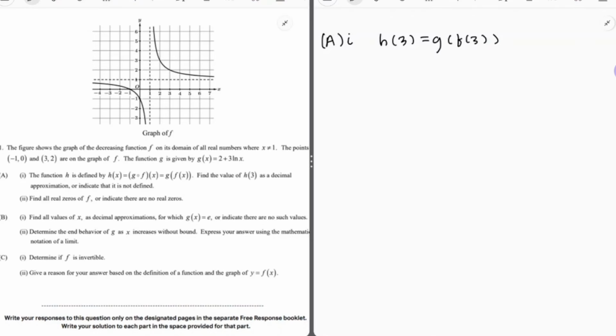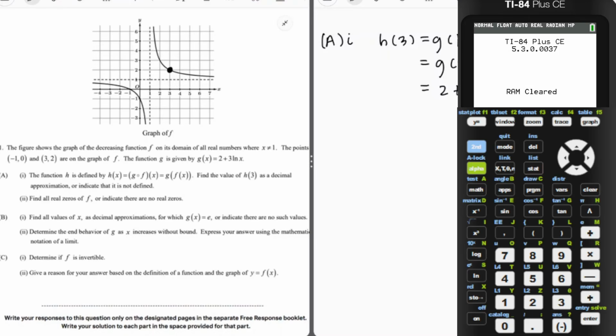So that would be h of 3 equals g of f of 3. We're looking at a picture of the graph of f. f of 3 is looking like 2. So this is going to equal g of 2. And, okay, find the value of h of 3 as a decimal approximation. Well, g of x equals 2 plus 3 log x, so that's going to be 2 plus 3 natural log of 2. Pardon me, I said log. I meant natural log. In general, when I say log, I actually do mean natural log, but I'm going to get that calculator out and do 2.